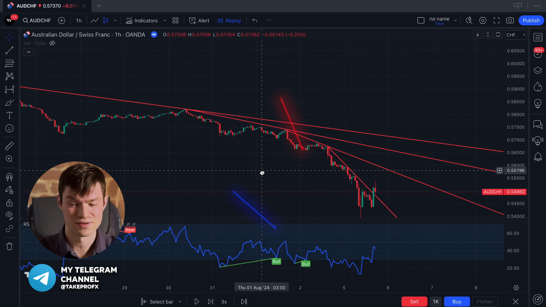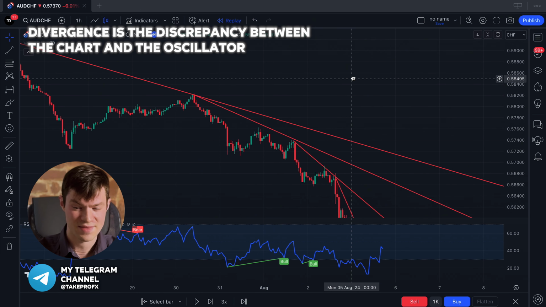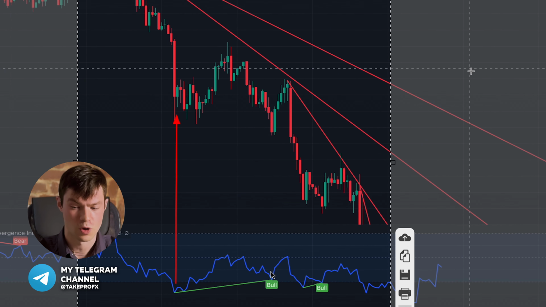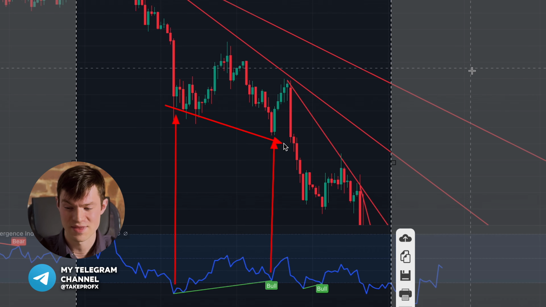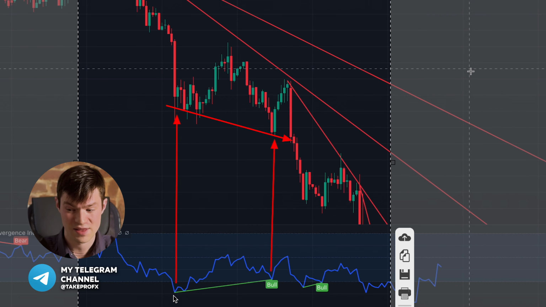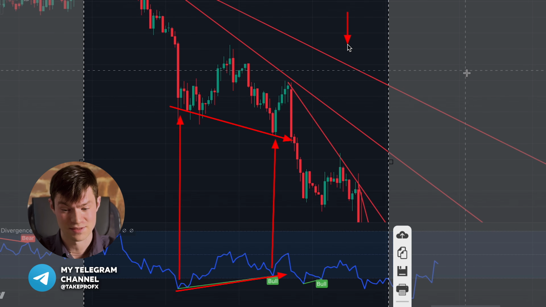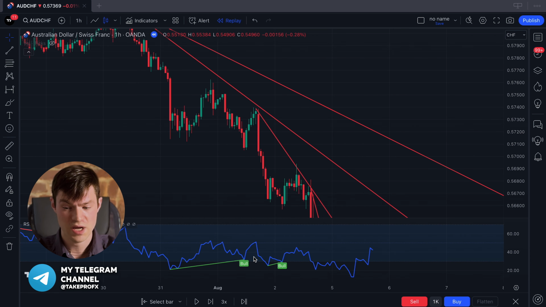Let me explain to you what divergence is. It is a divergence between the chart and the oscillator, and now I will show you how it looks. Here we are comparing 2 tops or 2 local values. We can see that in this case the chart is going down while the indicator is going up. Because the chart is declining and the indicator is growing, we have a divergence.